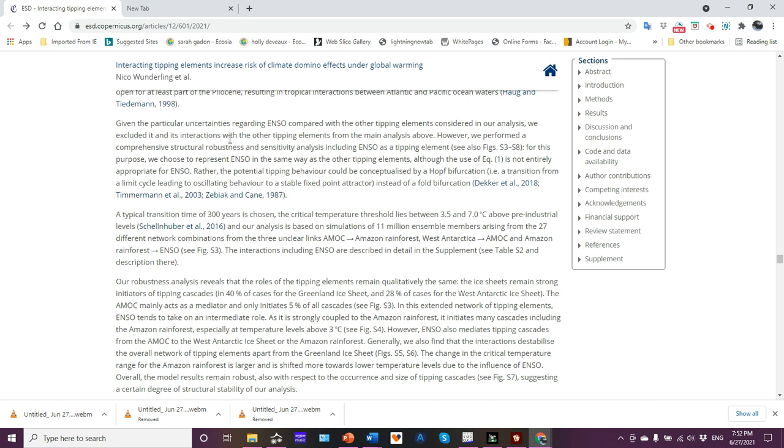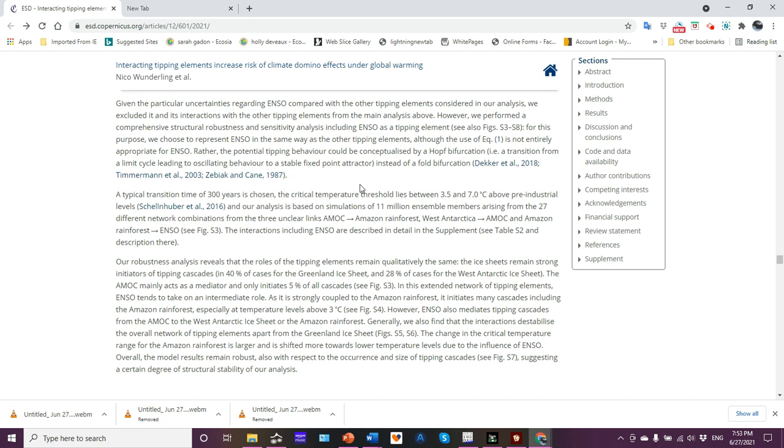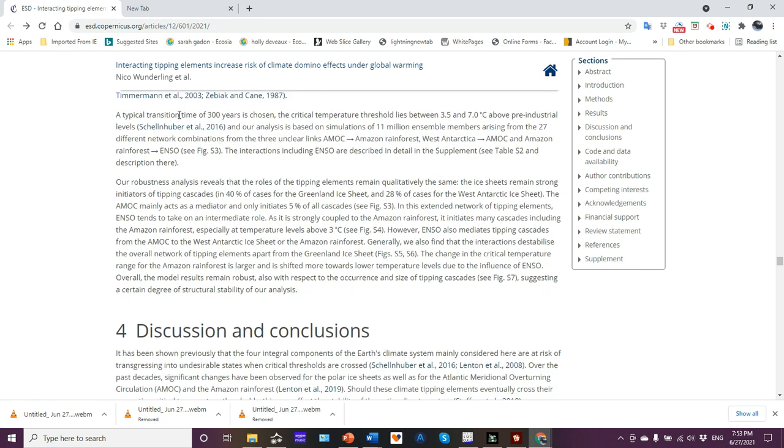Given the particular uncertainties regarding ENSO compared to the other tipping elements considered in our analysis, we excluded it and its interactions with the other tipping elements from the main analysis above. I was wondering about that. However, we performed a comprehensive structural robustness and sensitivity analysis, including ENSO as a tipping element. For this purpose, we choose to represent ENSO in the same way as the other tipping elements. A typical transition time of 300 years is chosen. The critical temperature threshold lies between 3.5 and 7 degrees C above pre-industrial levels.